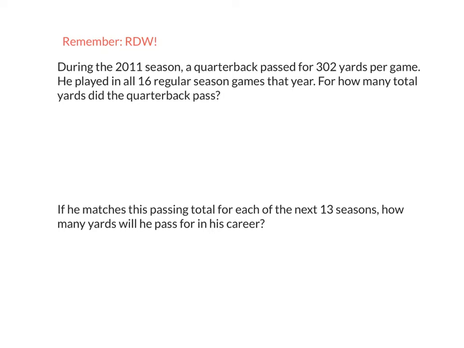Let's try this example. It says, during the 2011 season, a quarterback passed for 302 yards per game. He played 16 regular season games that year. For how many total yards did the quarterback pass? Pause the video right now and write down the important information as well as what the question is asking. The question is asking us how many total yards the quarterback passed in that whole season. We know that he passed 302 yards per game, and there were 16 games that year. So to find out, we have to do 302 times 16.